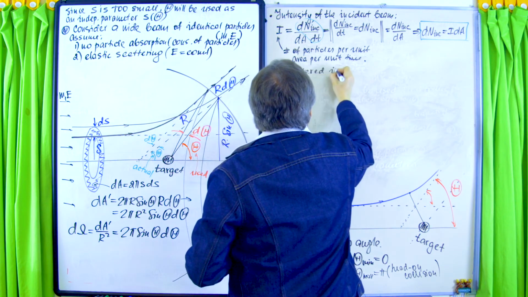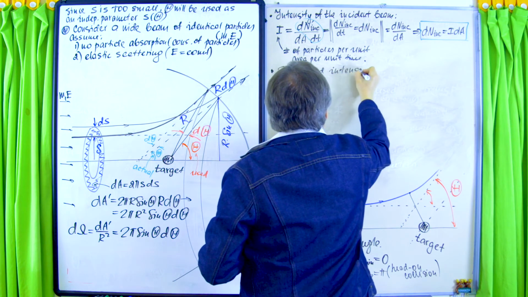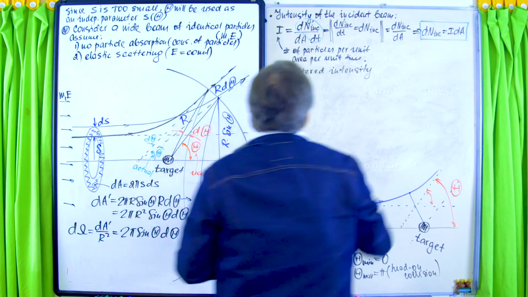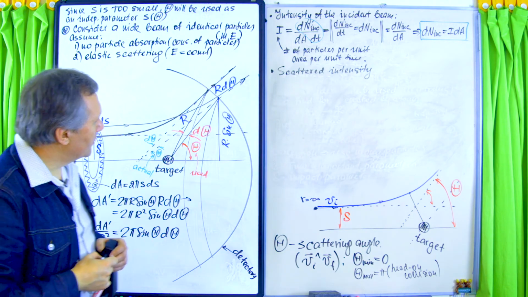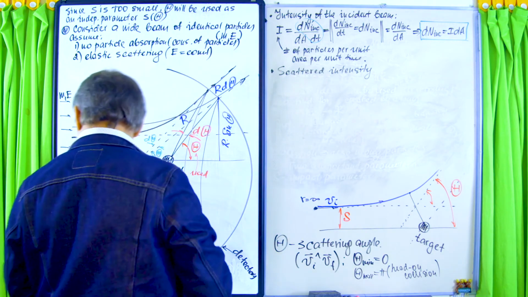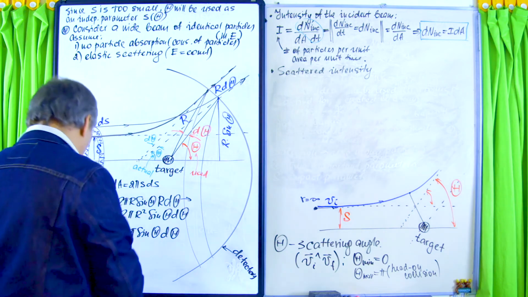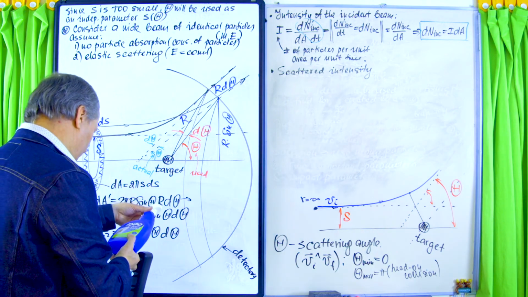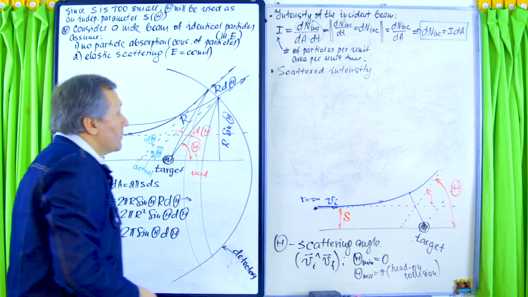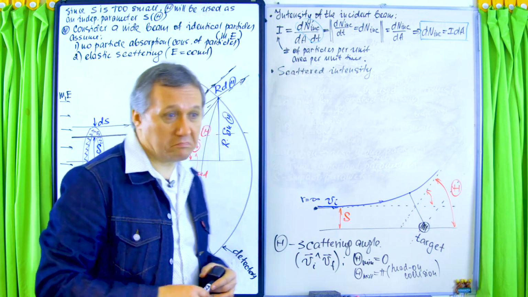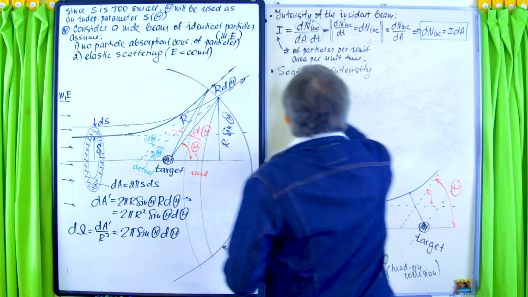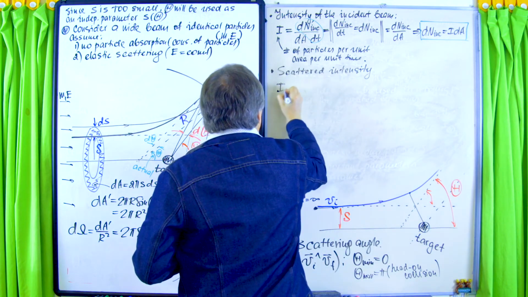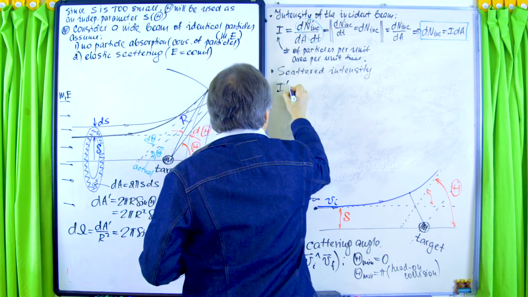I'm surprised that the marker is still not getting any better. What happened? I started using a new solution to clear the board. Maybe this solution spoiled the surface. So scattered intensity. Of course, we will use I prime. Oh, it's something really fishy, right?